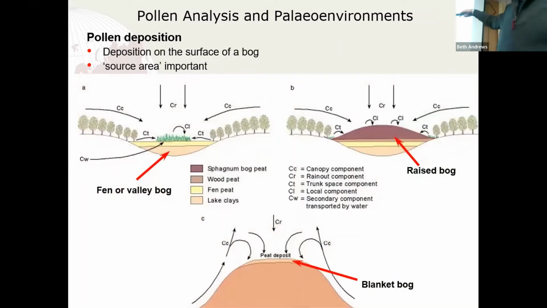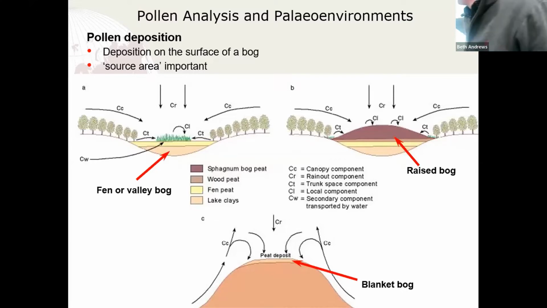So deposition on the surface of a bog, we don't need to take this diagram to extreme, but there's lots of pathways that pollen can take in the atmosphere. It can rain out of the atmosphere. The canopy of the trees surrounding the site produces pollen, which falls and rests on this bog. Rivers or watercourses can bring pollen grains in, and the pollen can flow down the trunks of the trees onto the site. And then there's a local component as well. For example, if it's a marsh, those marsh plants also produce pollen that gets deposited locally.